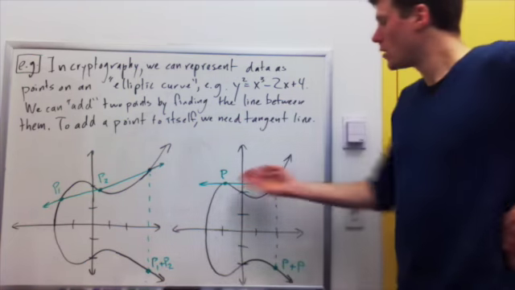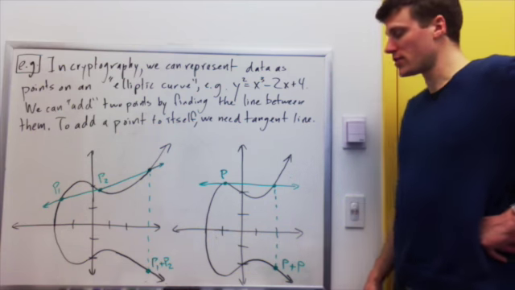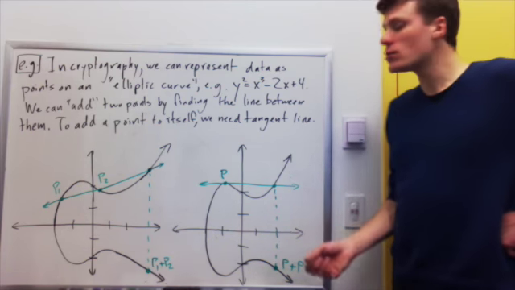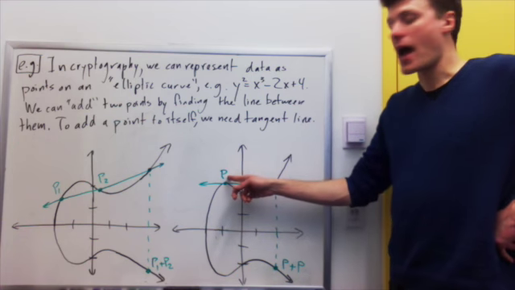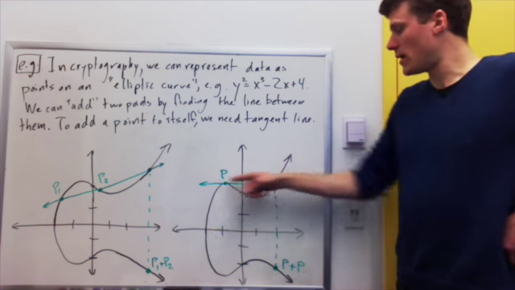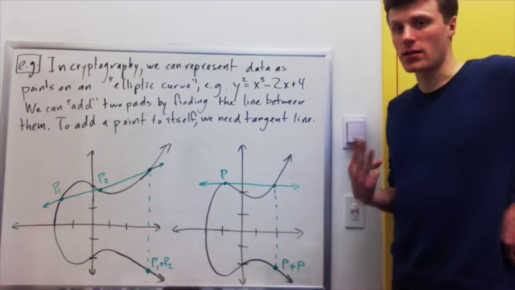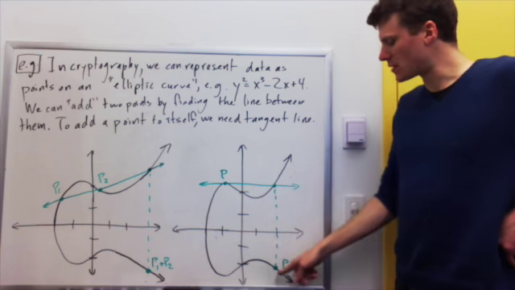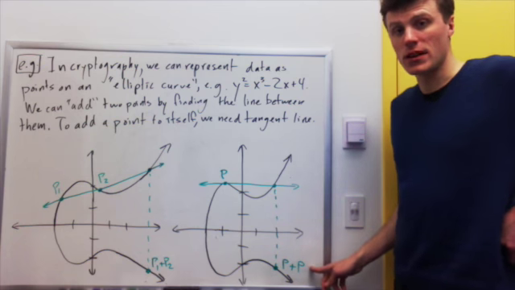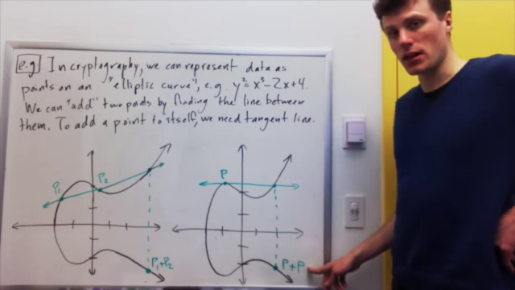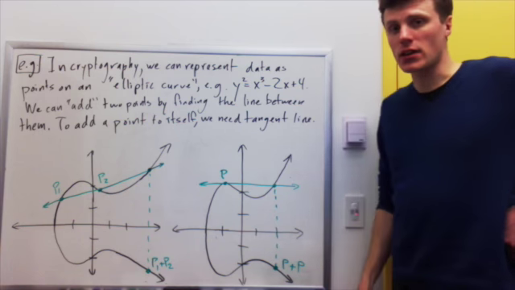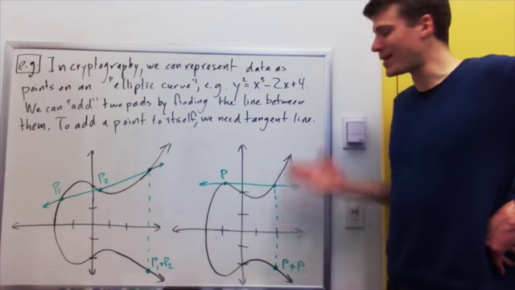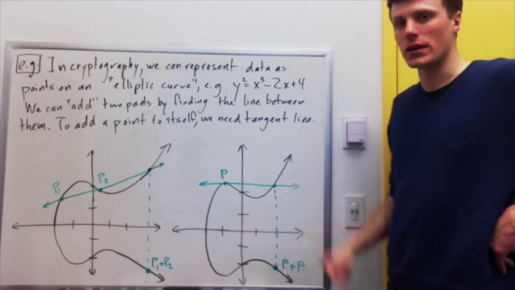But still, to get P1 plus P2, I need the secant line, and then I find the sum of the 2 points. What do I do when I want to add a point to itself? It turns out that the right thing to do is to take the tangent line. I take the tangent line at the point P, and that will always hit the curve in a third point. Then I reflect that about the x-axis, and that will give me P plus P. So, in order to use this encryption system in cryptography, I need to be able to add a point to itself.